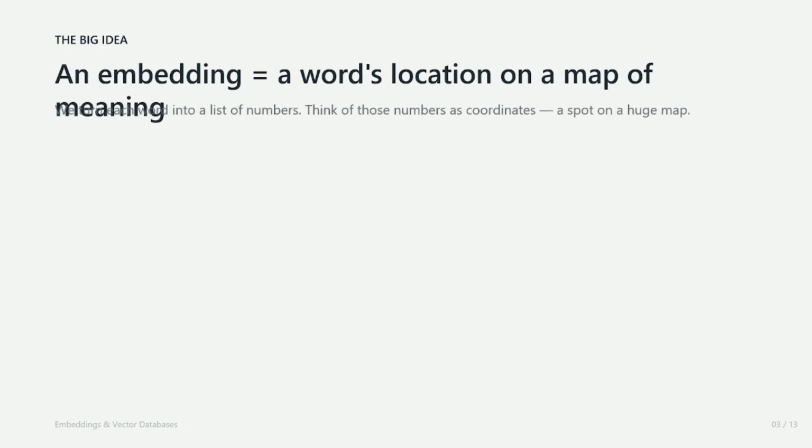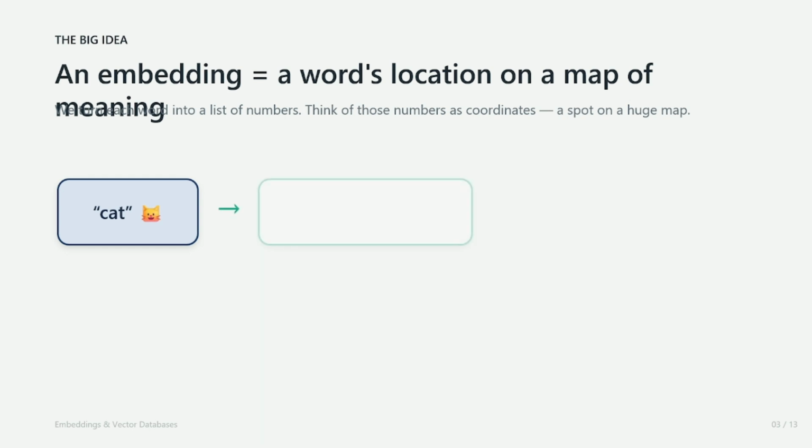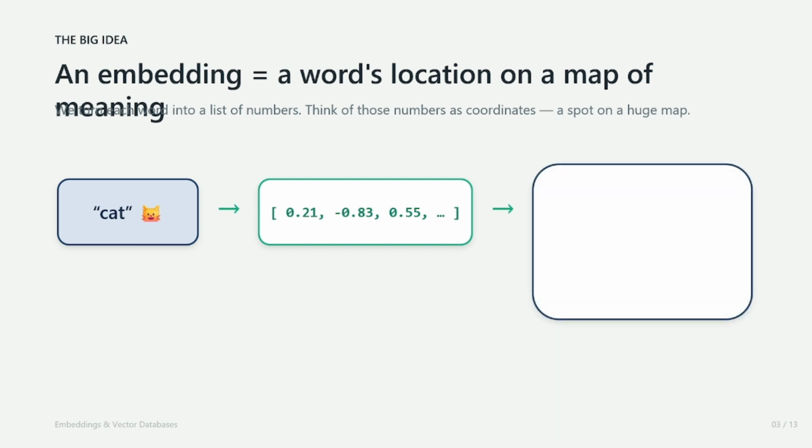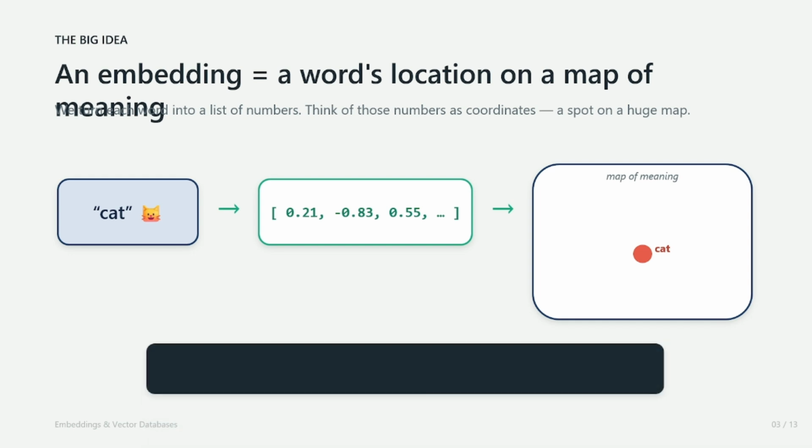Here's the clever trick. We turn each word into a list of numbers, and the magic is in how you picture those numbers. Think of them as coordinates, just like a place on earth has a latitude and longitude. Every word gets its own spot on a giant map of meaning. So the word cat becomes a point sitting at one exact location. That list of numbers, that location, has a name. It's called an embedding. That's the whole word.